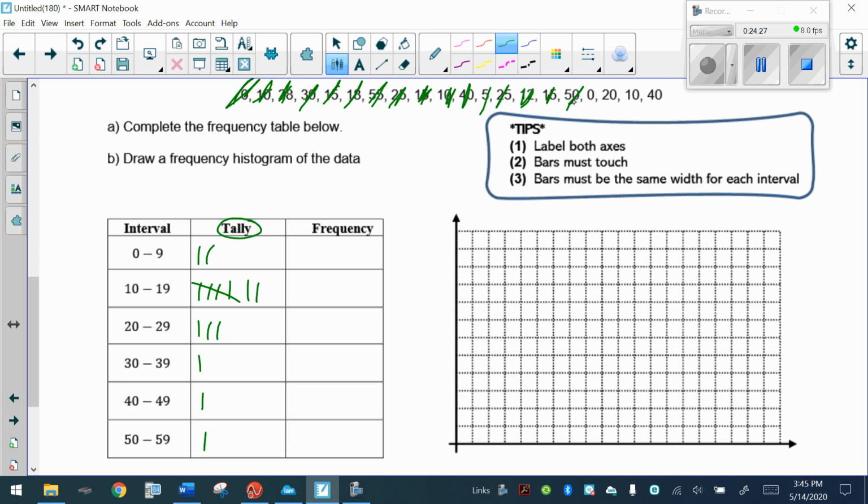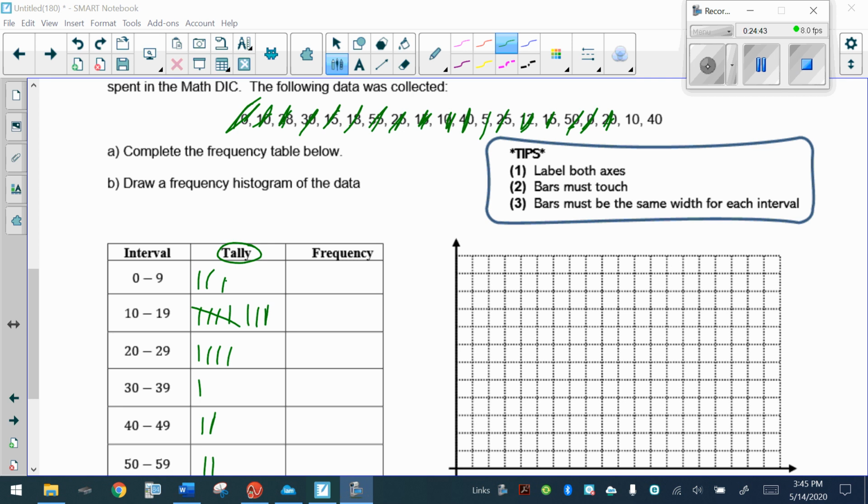All right, I'm getting there. 50, 0, 20, 10, and 40. Okay, I think I got them all.